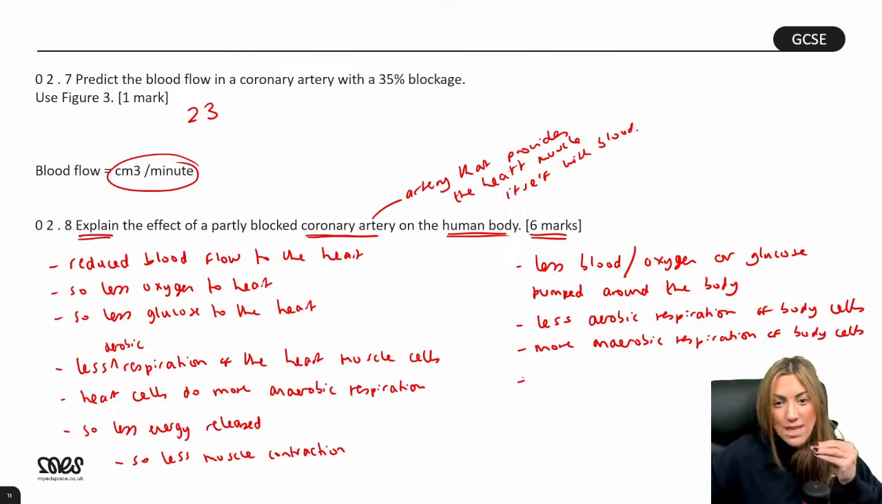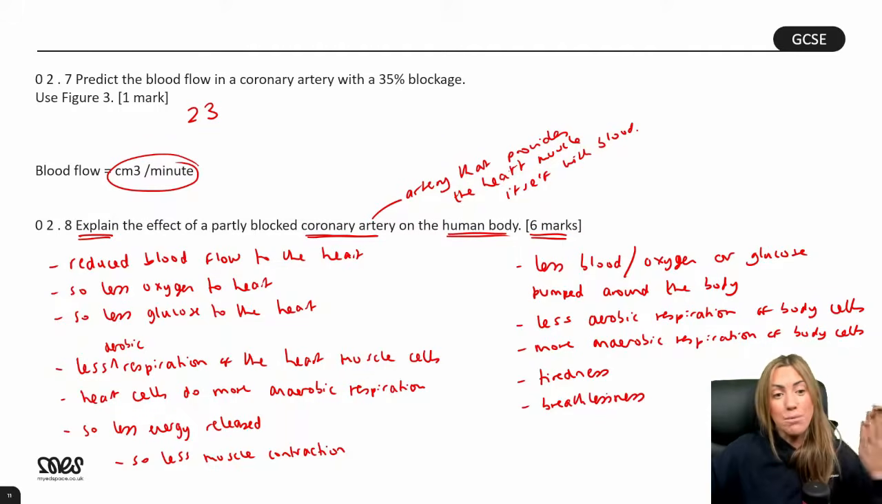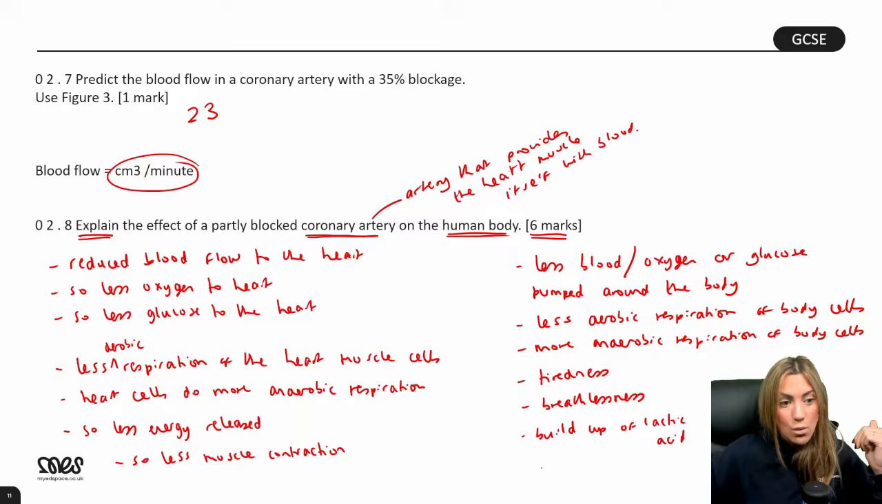And then we need to get all the way to what that might cause. Well, it could cause tiredness, because if we're doing less aerobic respiration and more anaerobic respiration, again, we're releasing less energy. It could cause breathlessness, because we're going to try to breathe quickly or breathe more deeply to make up for that lack of oxygen that's getting to our body cells. It might, if we're doing anaerobic, lead to a buildup of lactic acid, which can lead to muscle fatigue, or muscle pain or muscle cramps.